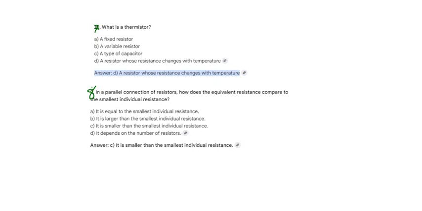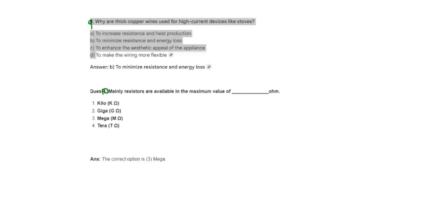Question number 8. In a parallel connection of resistors, how does the equivalent resistance compare to the smallest individual resistor? In a parallel connection of resistors, the equivalent resistance is smaller than the smallest individual resistance. Answer C. Question number 9. Why are thick copper wires used? Thick copper wires are used for high current devices like stoves to minimize resistance and energy loss. Answer B. Mainly resistors are available in a maximum value of mega ohms.